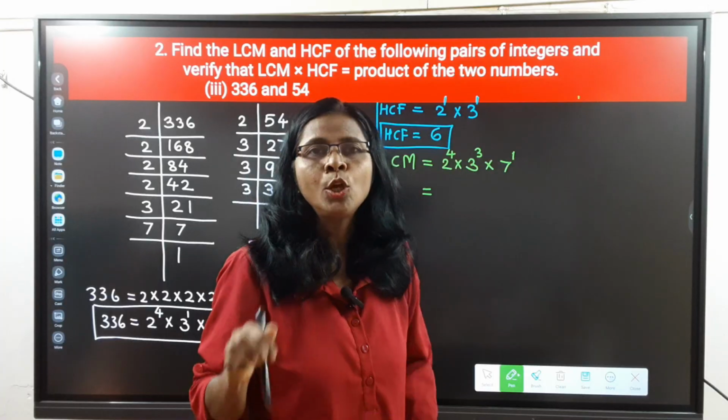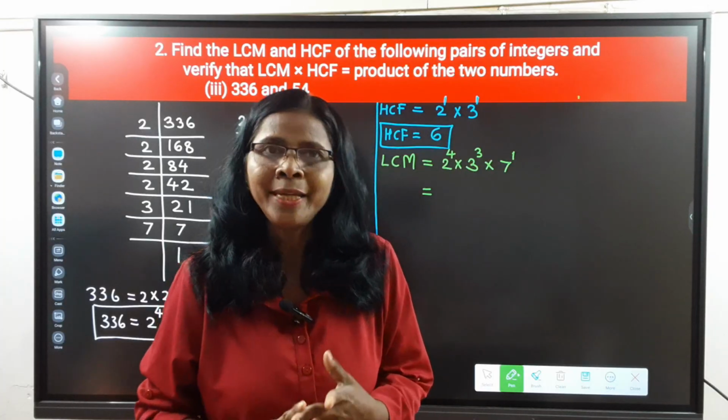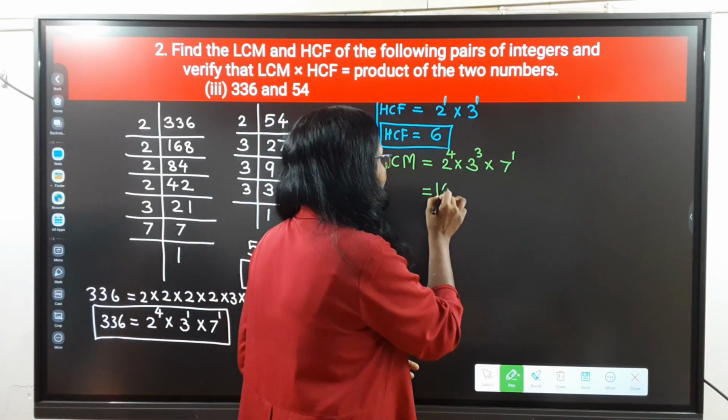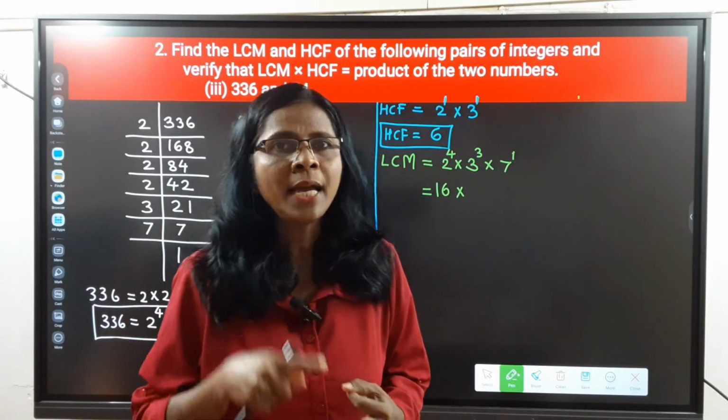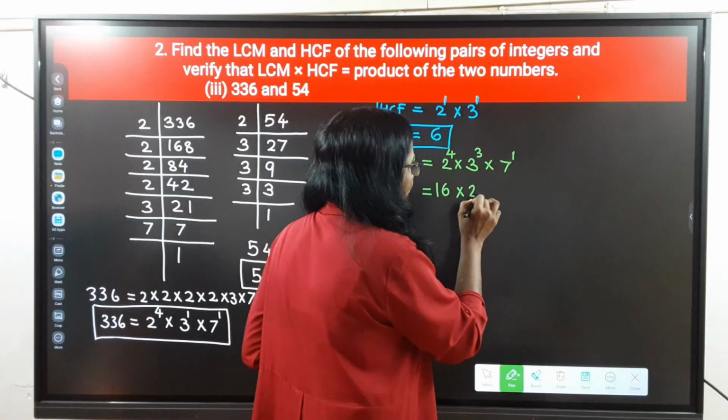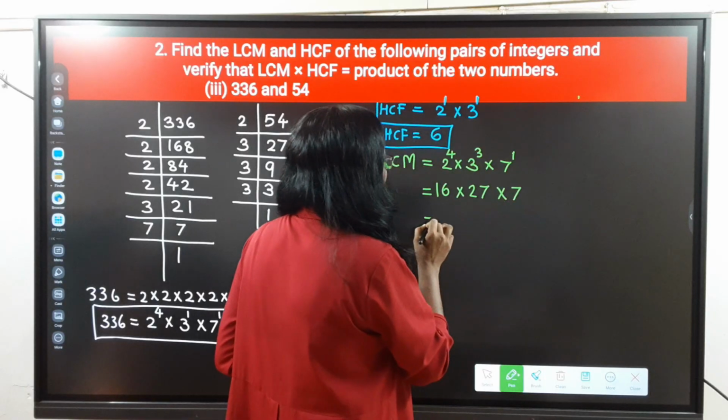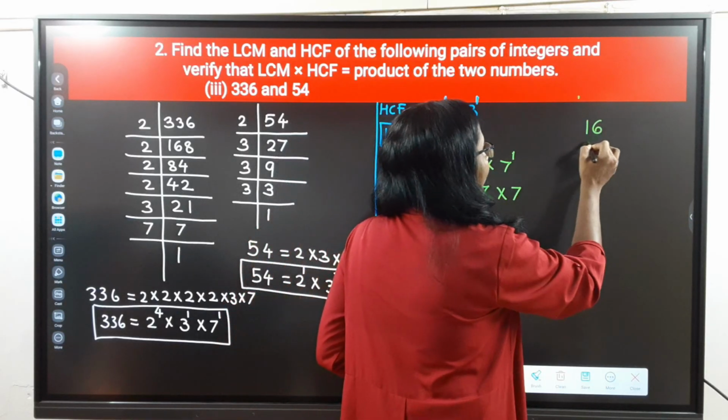So 2 raised to 4 means 2 2s are 4, 4 2s are 8, 8 2s are 16. So here I write down 16. Now 3 cube. So 3 cube means students 3 3s are 9 and 9 3s are 27. So here I write down 27 multiplied by 7. So now the product of 16 and 27.